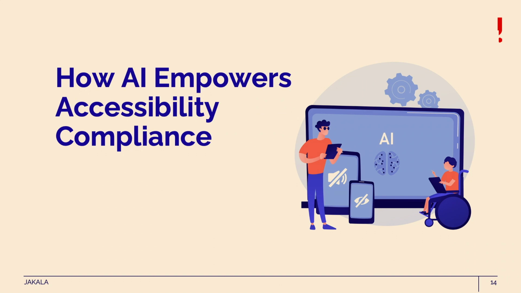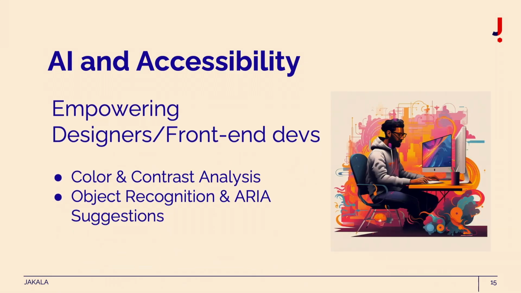Now let's put a bit of AI on top of everything. How AI can empower designers and front-end developers. Right now we have the color and contrast analysis. We can have the standard tools, which is like static code analysis. It compares two neighboring colors and determines the color contrast ratio. This is what we currently have. We've been having this for years.